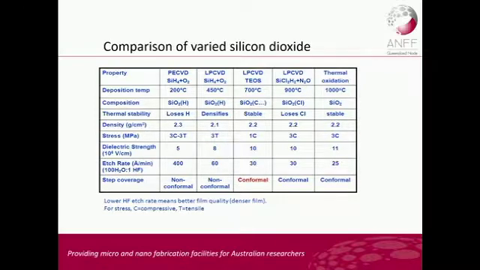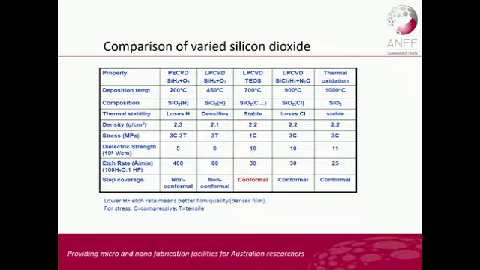So let's compare different oxidation or silicon dioxide processes. We have PECVD oxide, LPCVD oxide, LPCVD TEOS, all different kinds of techniques. We can all get silicon dioxide. So what property is unique to each of them compared with the others?